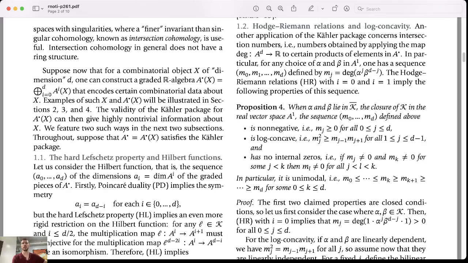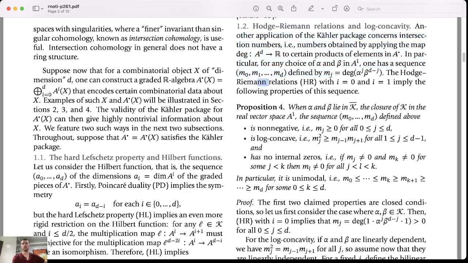Hodge-Riemann relations and log concavity. Another application of the Kähler package concerns intersection numbers, i.e. numbers obtained by applying the map degree from A^d to the reals to certain products of elements in A^•. In particular, for any choice of alpha and beta in A^1, one has the sequence m_0, m_1, ..., m_d defined by m_j equals the degree of alpha^j beta^(d-j).